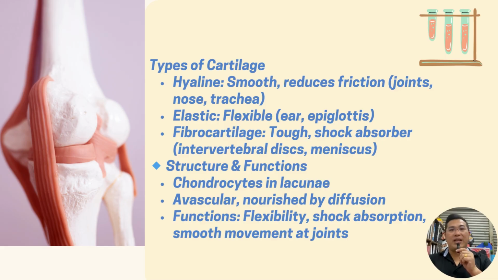Functions of cartilage include providing support and flexibility, reducing friction between bones in joints, absorbing shock during movement, and helping to maintain the shape of structures like the nose and ear. So cartilage may seem soft, but it plays a very strong role in keeping our joints and body parts flexible and functional. Next, Tara will explain how bone and cartilage differ from each other. Thank you.